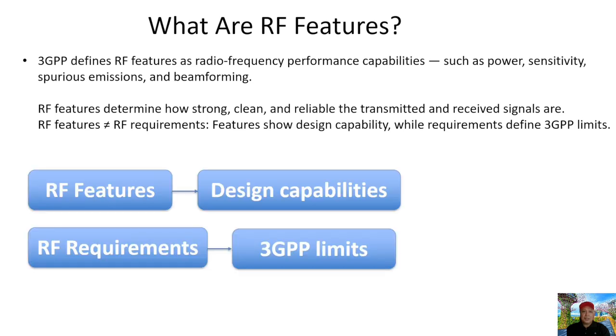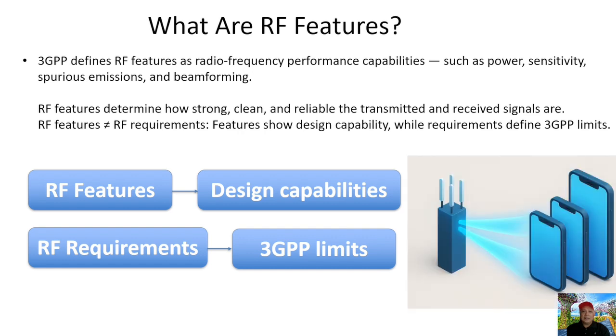RF features differ from RF requirements. Requirements are the limits set by 3GPP RAN 4, while features are how the design meets or extends these limits.